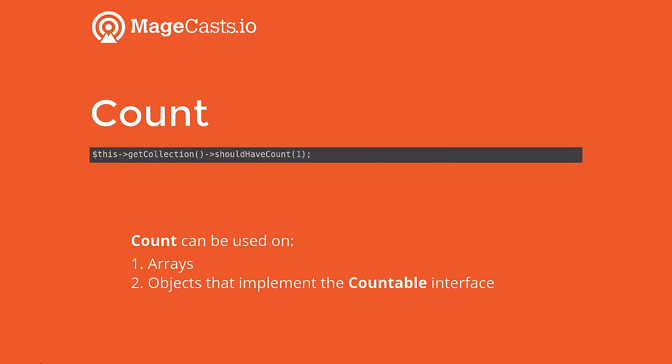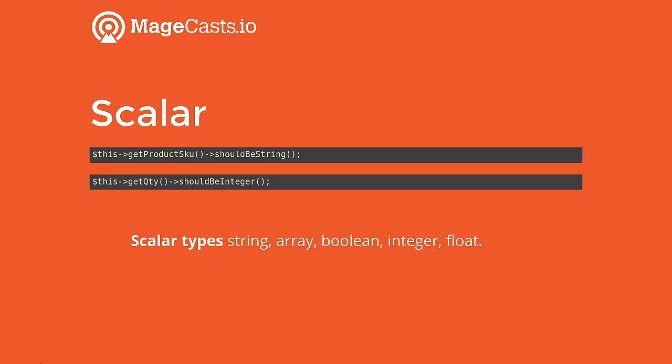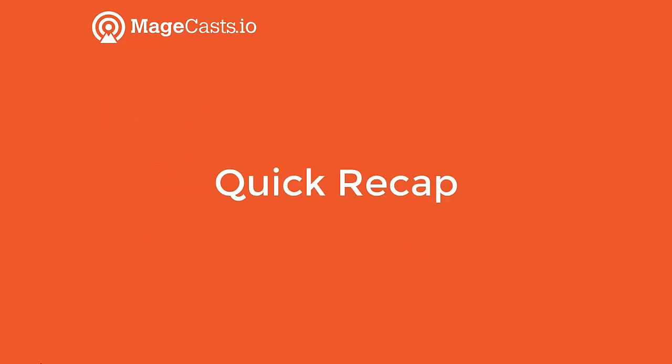Next, we have the count matcher. This matcher is a handy way of verifying collections. In order to make use of this matcher, the return value must be an array or an object that implements the countable interface. The scalar matcher is used to specify that the value returned by a method should be of a specific primitive type, like string, array, boolean, float, and so on.